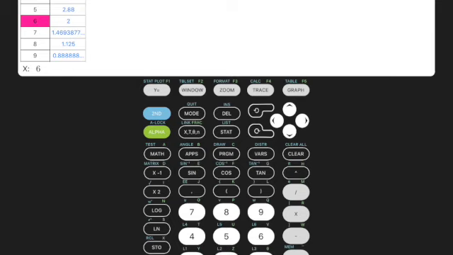Side note, if you are on a school-issued Chromebook, you should have access to a graphing calculator app already on your Chromebook that should look like the ones we use in school.